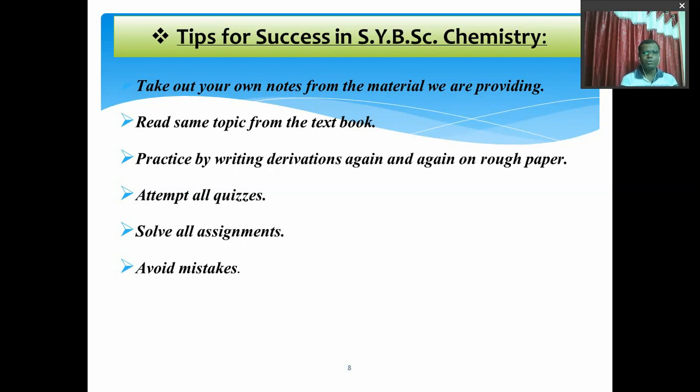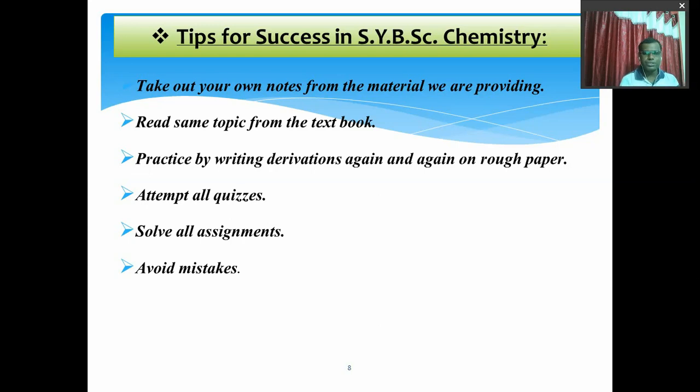So it will be more beneficial, because once you read the same topic from the textbook, definitely you will be able to compare the topic that we covered here and the things that are given in the textbook, and at the same time, by reading the same topic from the textbook, you will not miss marks in the MCQ or match the columns or fill in the blanks. So these are again important things.